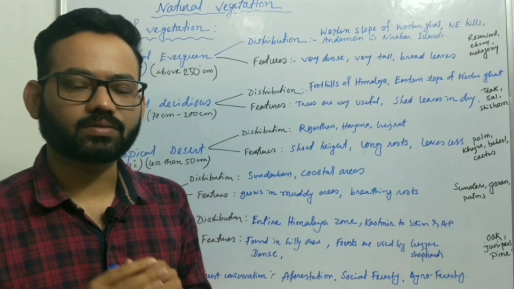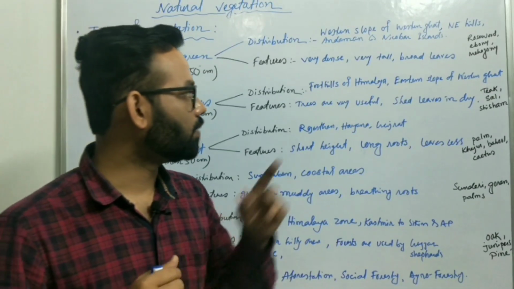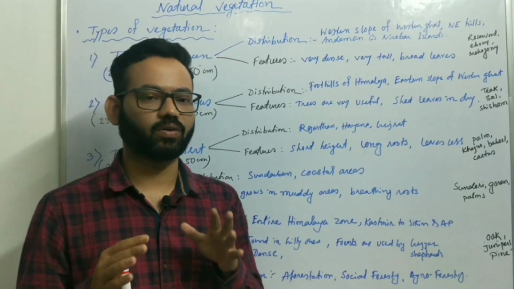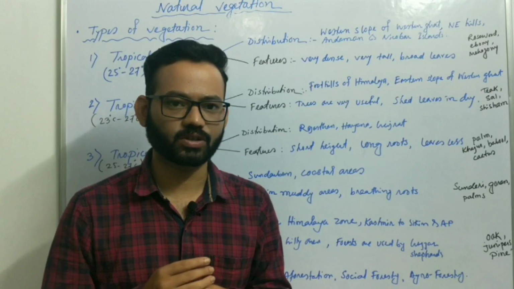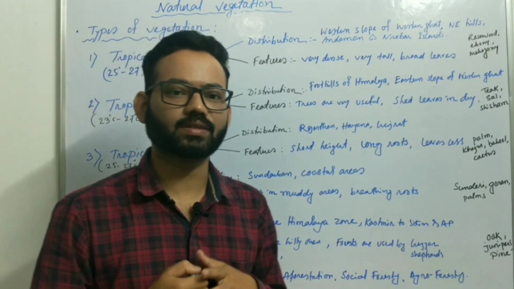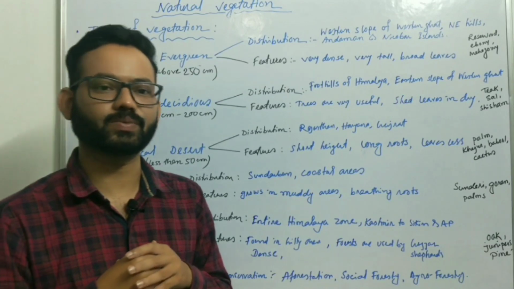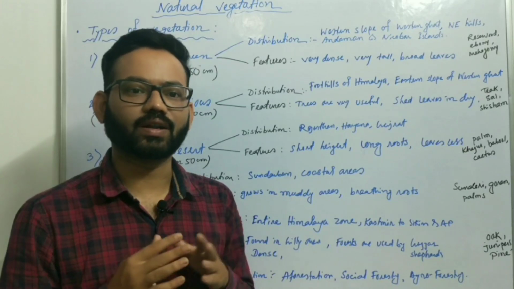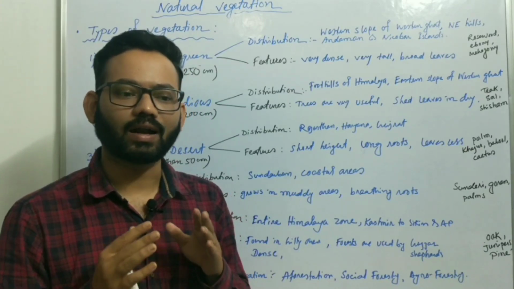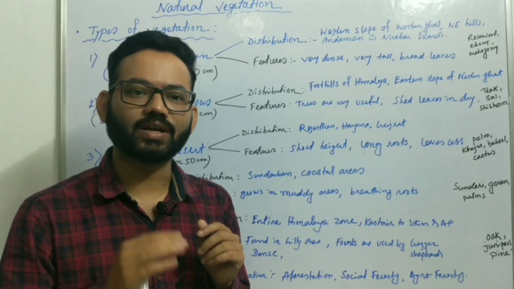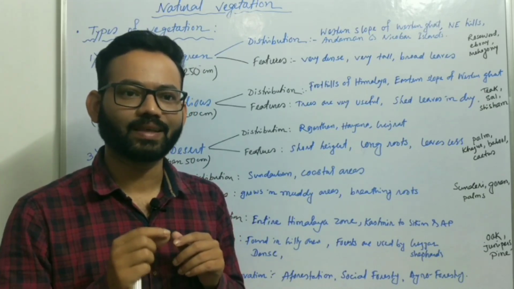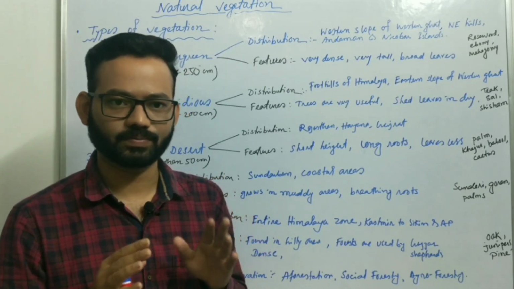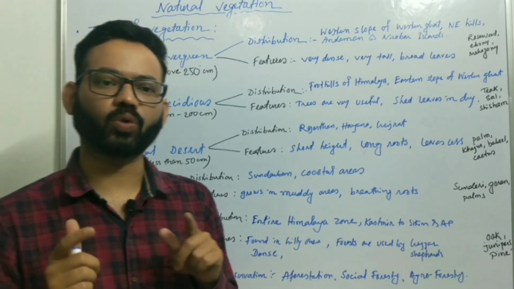What are the species or trees found in the tropical evergreen forest? Rosewood, ebony, mahogany are the main species of trees found in tropical evergreen forest. In this region, the rainfall is above 250 centimeters annual rainfall. Because of the heavy rainfall, the trees are evergreen. That means all the trees do not shed their leaves at the same particular time, so the forest remains evergreen all the time, not bare. This is one of the important things about the tropical evergreen forest.